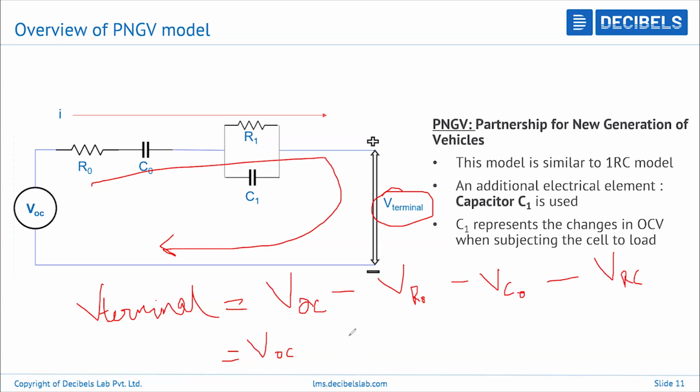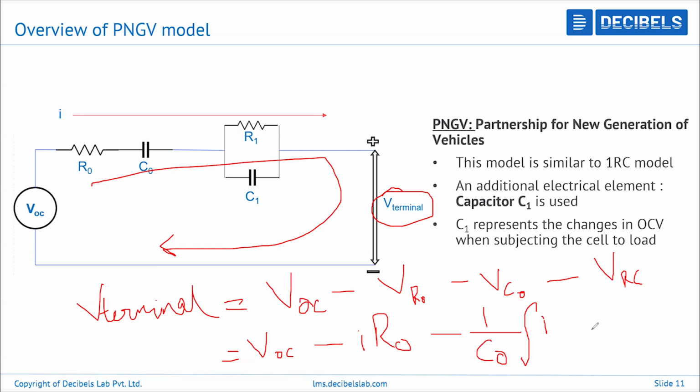The profile of the OCV minus the internal voltage drop due to the R0. That would be modeled as I into R0. So directly minus VC0. This is basically the voltage drop across a capacitor, which is given by 1 by C0 into integration of the current I, right?